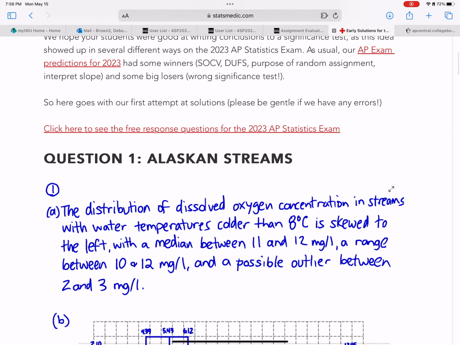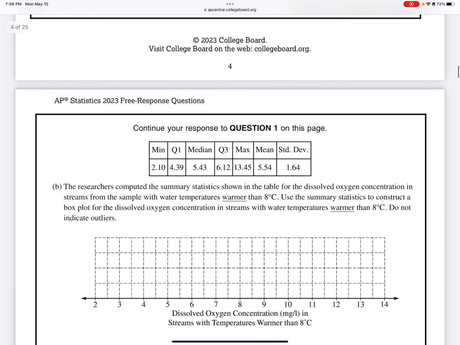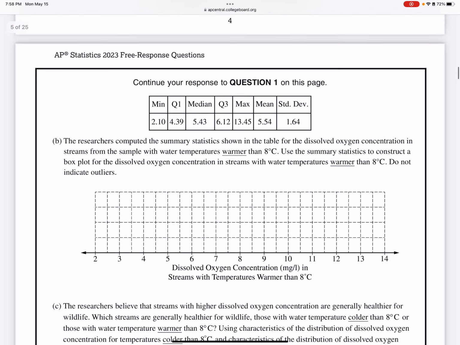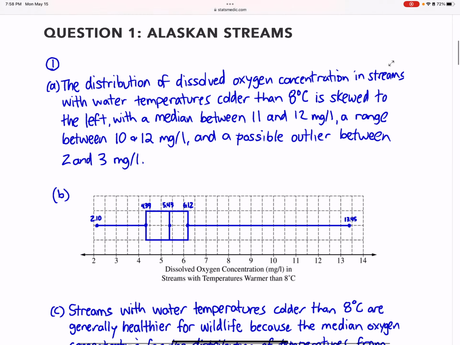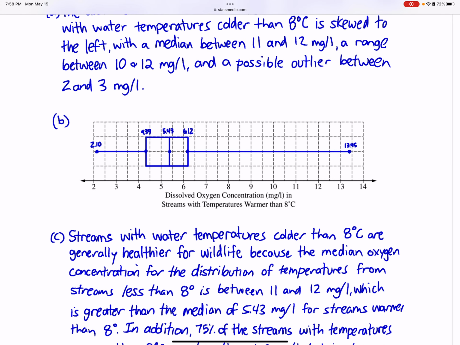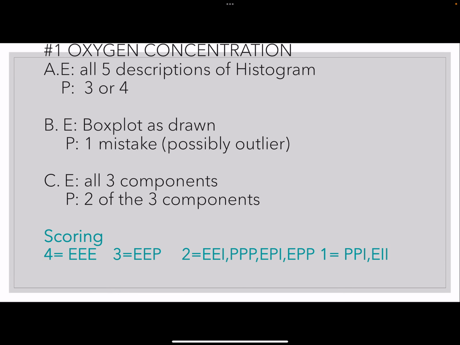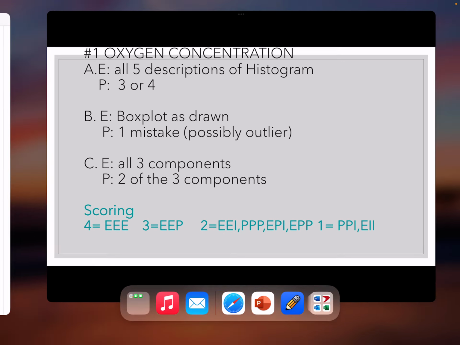Okay, for the second one, it gave you this description here, and it asked you to draw a box plot of this data. So to do that, you would just draw the box plot. It told you to ignore the outliers. So I got the scoring here. You get an E if you got the box plot as drawn. If you made one mistake, possibly the outlier or something, I scored it as a P.